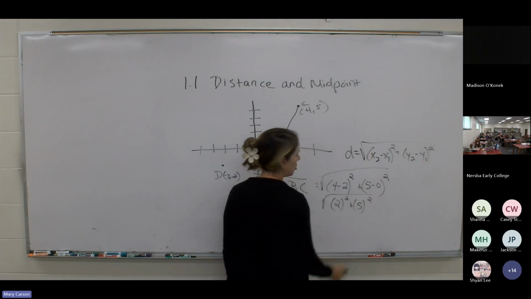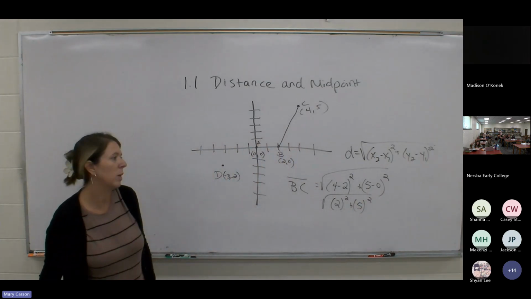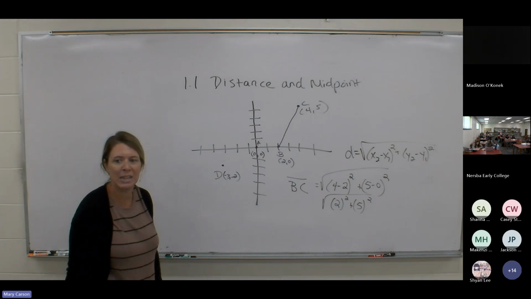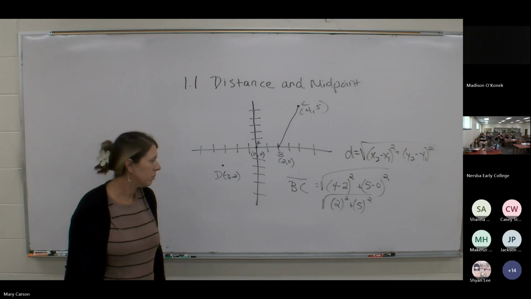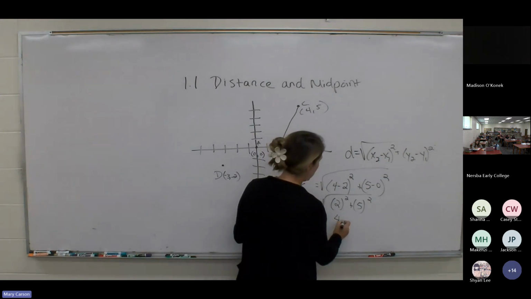Now, you need to make sure when you plug something in the calculator, you put parentheses around something that's being squared, because your calculator doesn't always read that. Just know when you square something, it becomes positive. So this will be 4 plus 25, square root of 29.